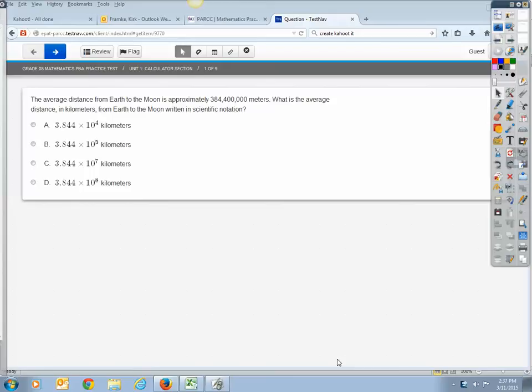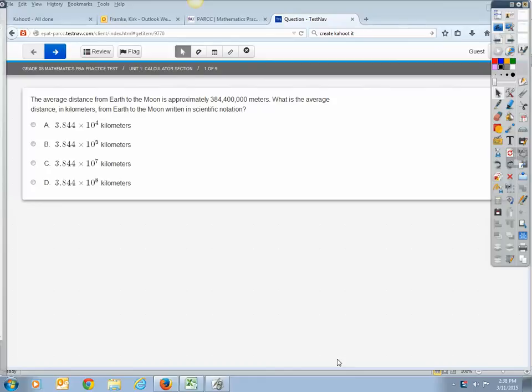All right, we're going to take a look at some of the calculator section questions on the 8th grade math PARCC. So, the average distance from Earth to Moon is approximately, that is a really, really big number, 384,400,000 meters. What is the average distance in kilometers from Earth to the Moon? And write it in scientific notation.